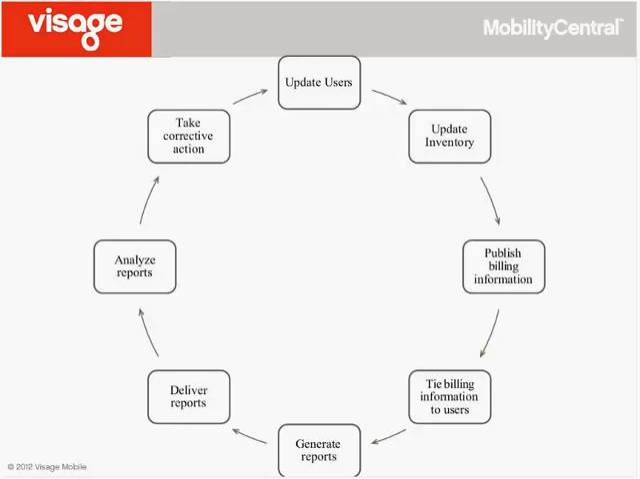This is an example of what a monthly process looks like. You've got something like this, I'm sure, at your desk. It probably decorates your cubicle, makes you feel good every day when you come in. With Mobility Central, you're going to be updating users and inventory, publishing inventory information, billing information, tying the billing and inventory to people, generating reports, analyzing those reports, taking corrective action. This is what your monthly process looks like. So we're going to focus primarily on delivering, analyzing, and taking corrective action on this webinar.